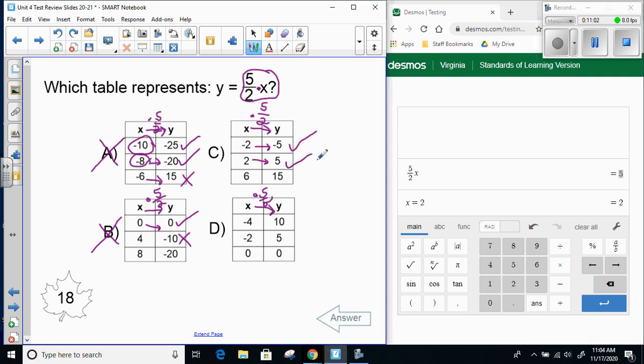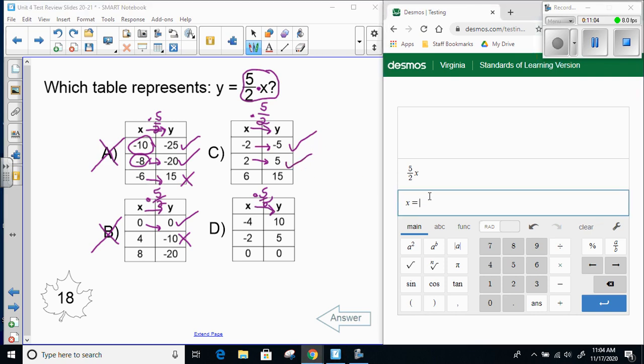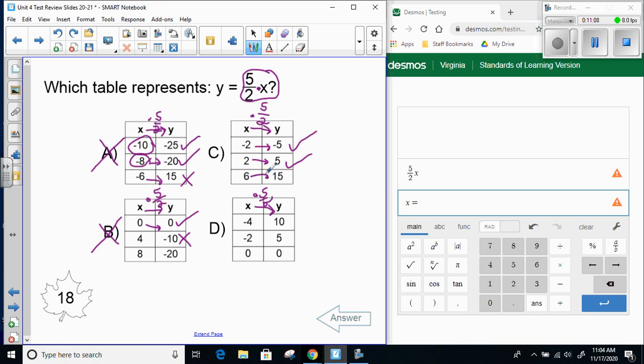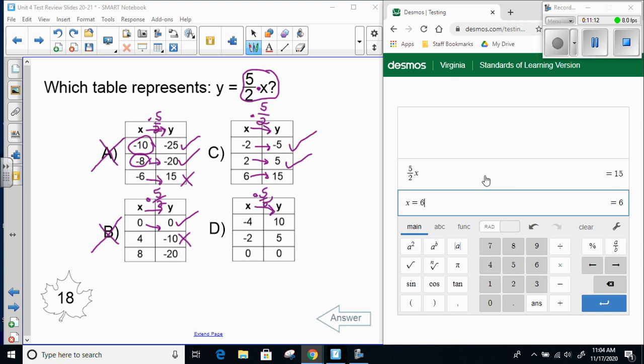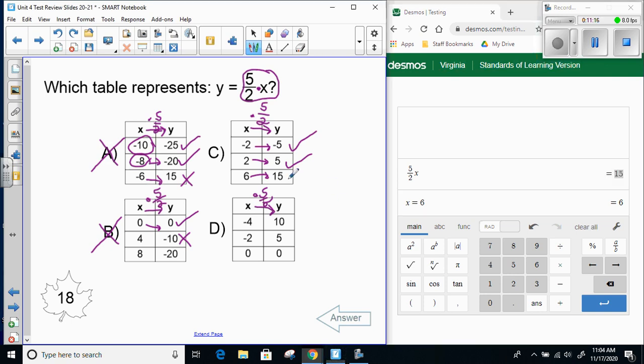so that's a match. My last x value in the table is 6. When I plug it in, I want Desmos to tell me that y equals 15. When I plug in x is 6, sure enough, Desmos tells me y equals 15. So that is a match. So all 3 rows of the table in C were correct. So choice C is our best choice.